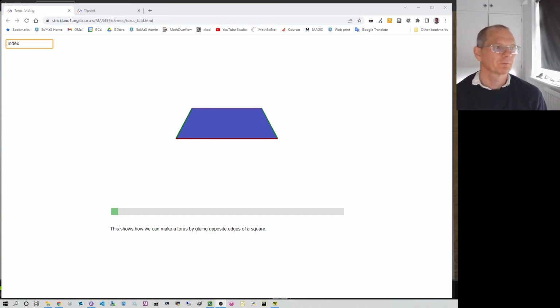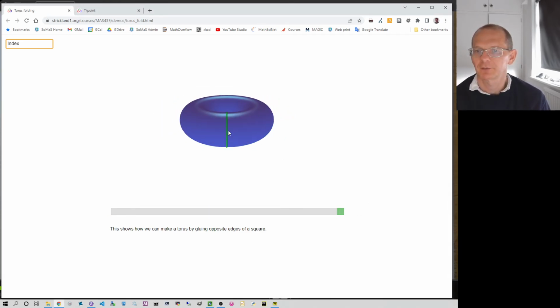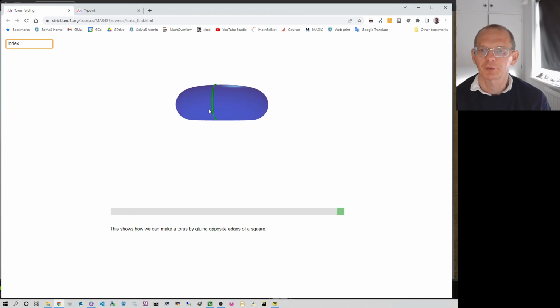So in this video we're going to calculate the homology of the torus. Okay, so here's a picture of the torus. Okay, so there you go, there's a torus.